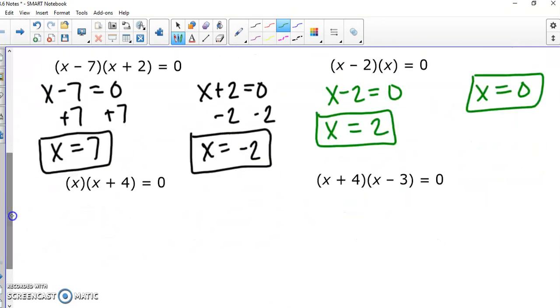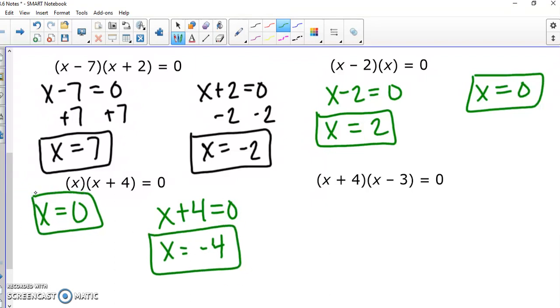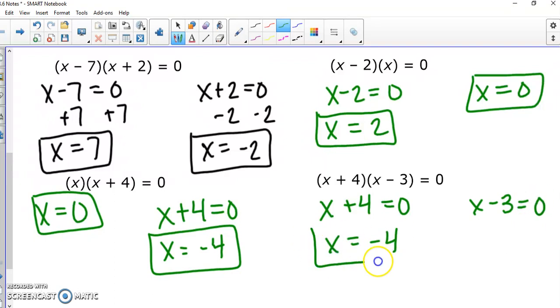Okay, same thing on these next ones. We could have x equals 0. We could have x plus 4 equals 0, and when I solve that, I get -4. So my two answers would be 0 and -4. And then same thing on this next one: set each one equal to 0 and then solve from there. So x could equal -4 again, or x could equal 3.